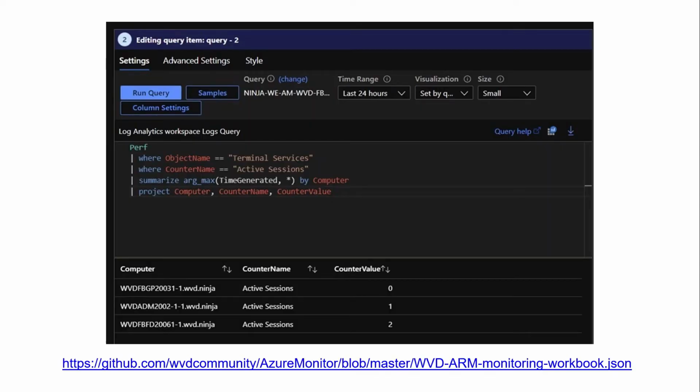And finally, we can build our own queries using Log Analytics. You see there's a GitHub link that gives you access to everything that you need to build your own queries. So you can extend the logic if you want to view performance counters in your WVD environment.